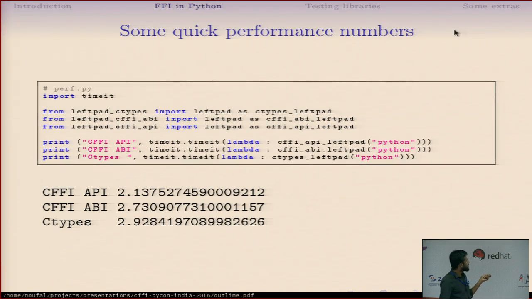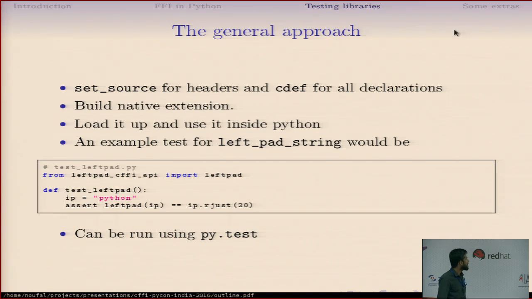Here's some timing numbers. So this is ctypes. CFFI API gives you this, CFFI ABI gives you this, ctypes gives you this. CFFI API obviously is fastest because it's completely compiled, right? The compile time thing, it's statically typed, etc.